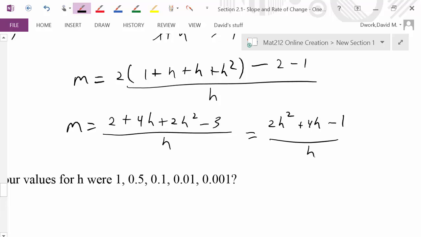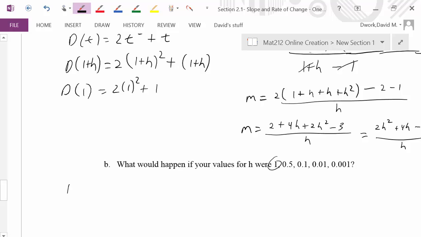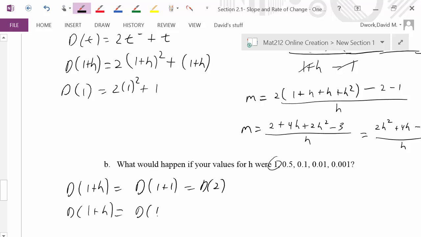So there we go. Now we have a fun little formula that we can use where we would say, all right, instead of going through all that stuff in the calculator, we could just type in this equation for whatever the difference in our values was. So what would happen if your h value was 1? If the value of h was 1, then d of 1 plus h would be the same thing as d of 1 plus 1, which would be d of 2. Or what if it was 0.5? So that'd be 1 plus 0.5, the same thing as d of 1.5.